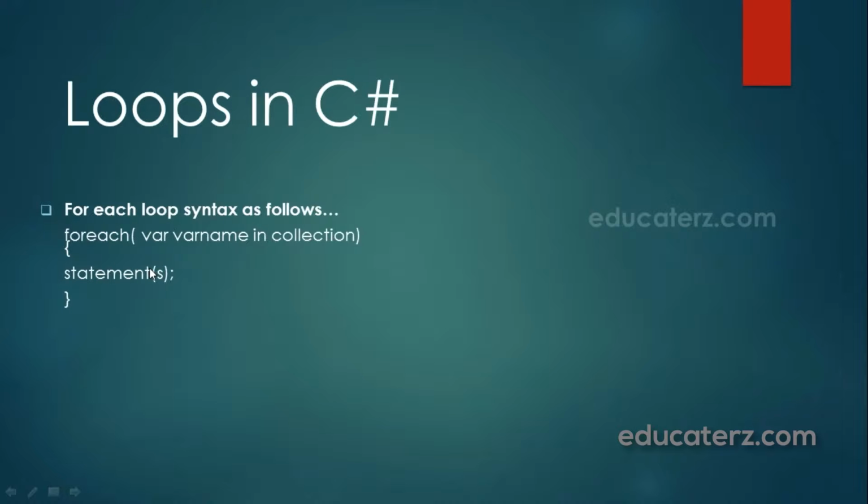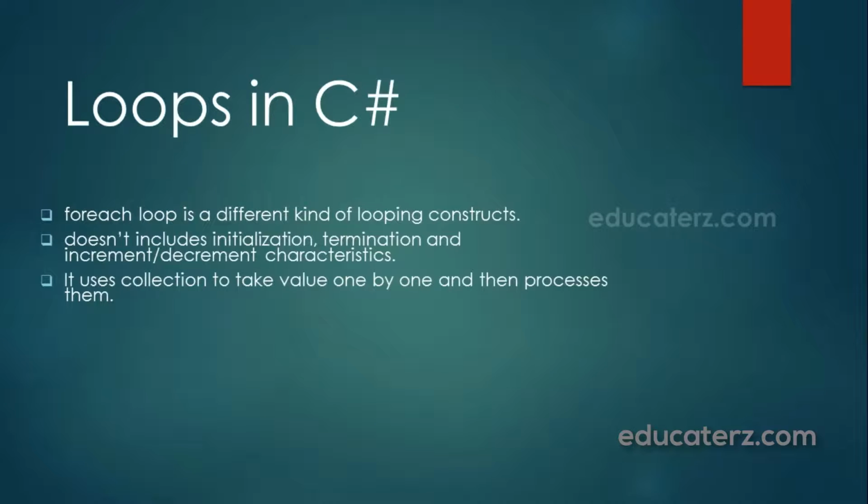Let us see how it works. The foreach loop is a different kind of looping construct. It doesn't include initialization, termination and increment or decrement characteristics. It uses a collection to take values one by one and then process them. Let us see with an example, then only we can understand easily.